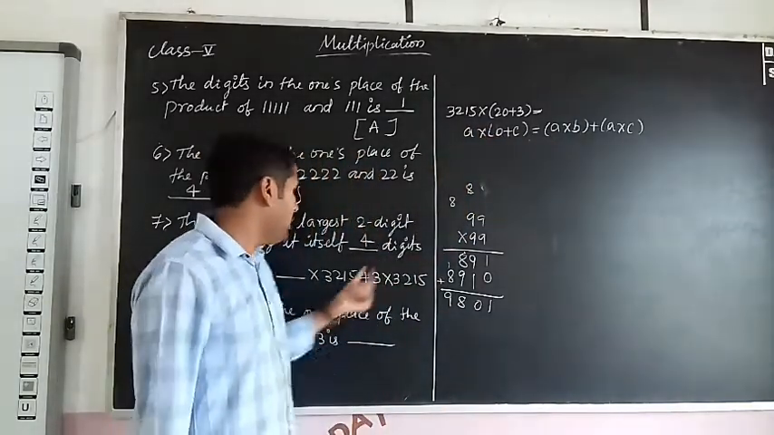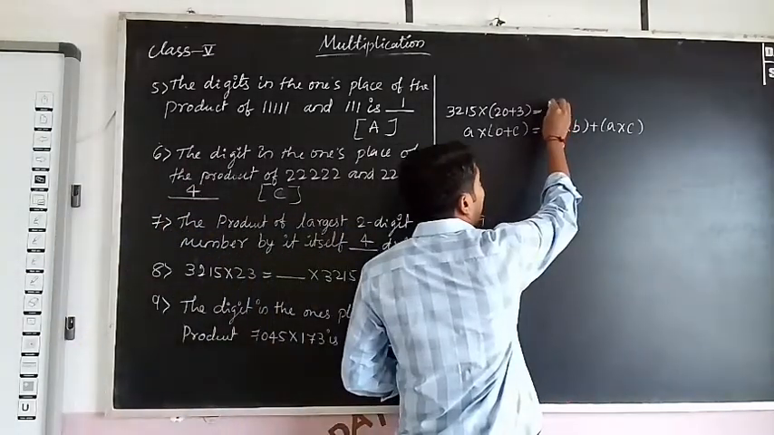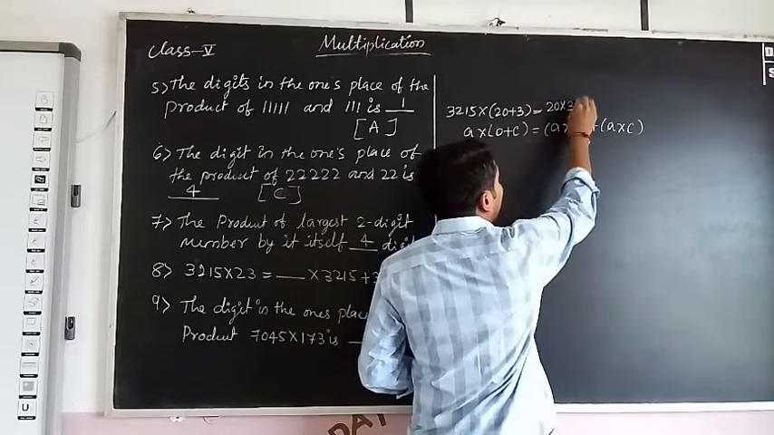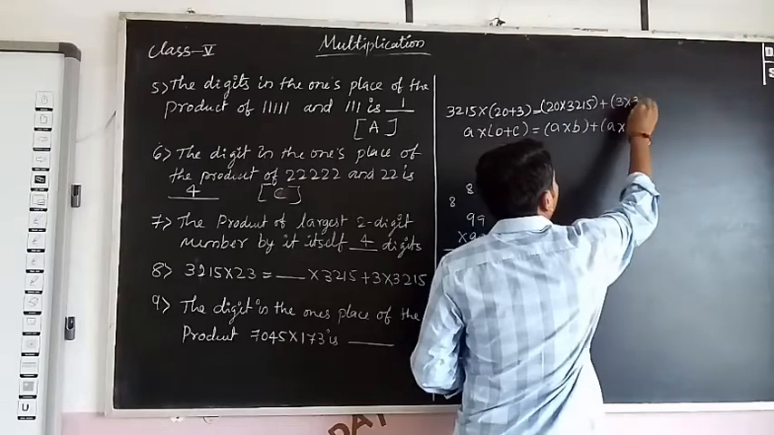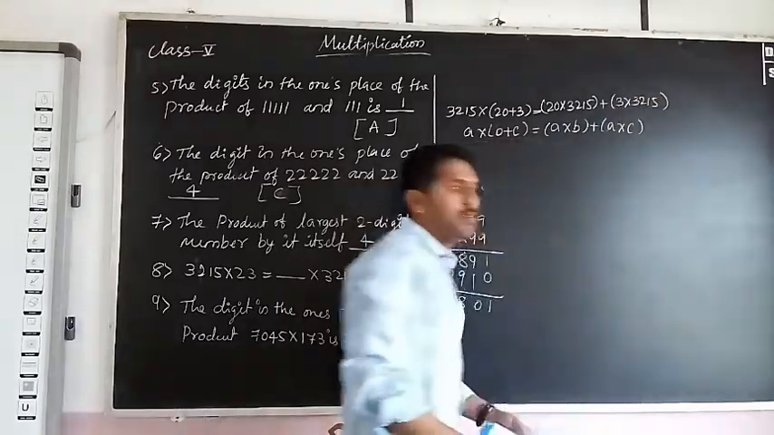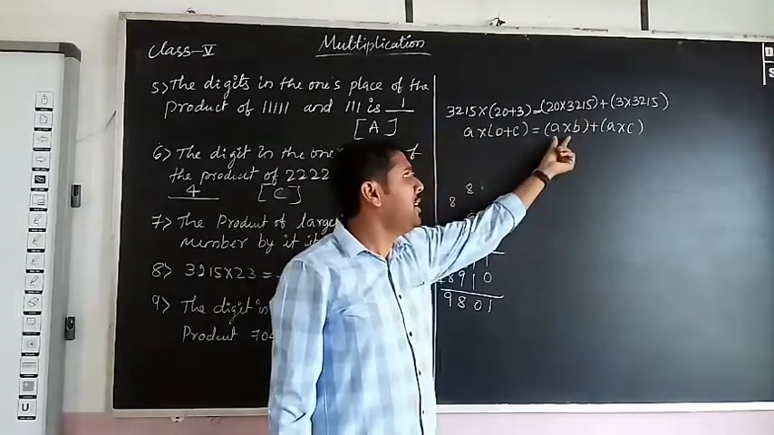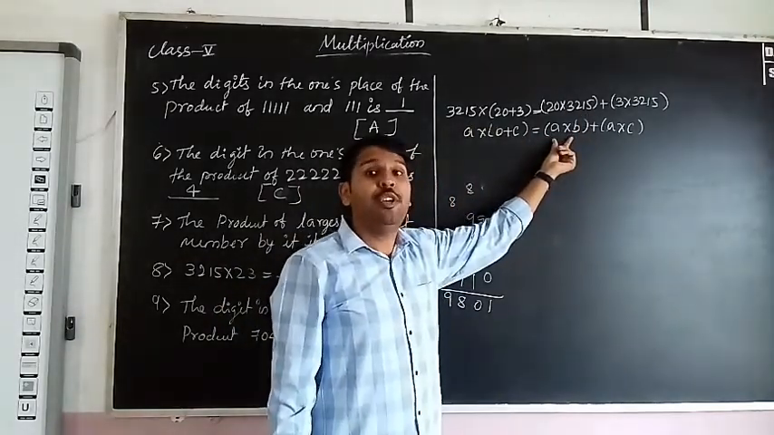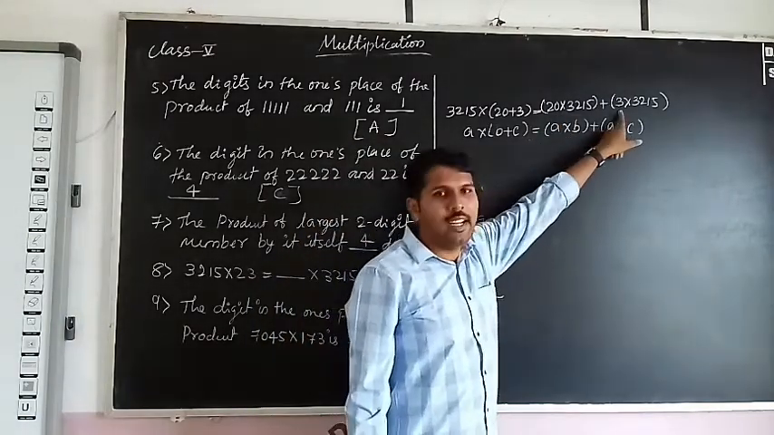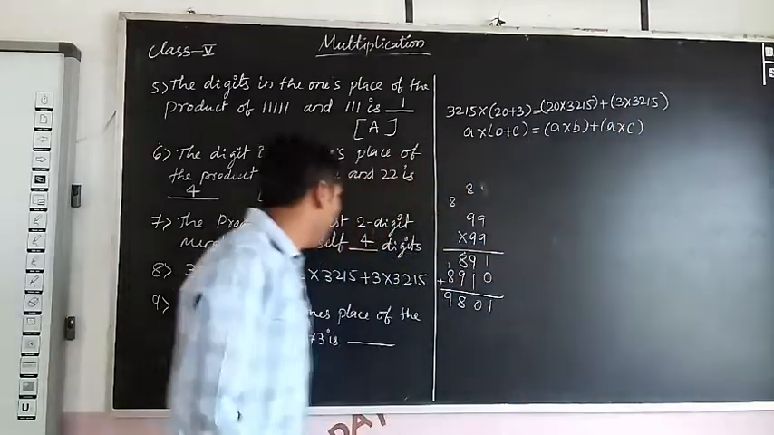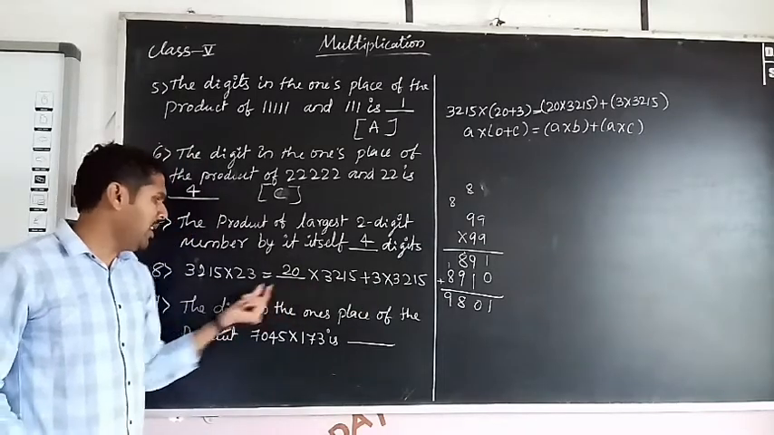So write down that one. Here, the second one they have taken 3. So that means you should take here 20 into 3215 plus 3 into 3215. So here A value is 3215. I have taken A value. We can write A into B as B into A. Why? Commutative property, right? So B value is 20 and C value is 3. So here the answer is 20 plus 3, 23.